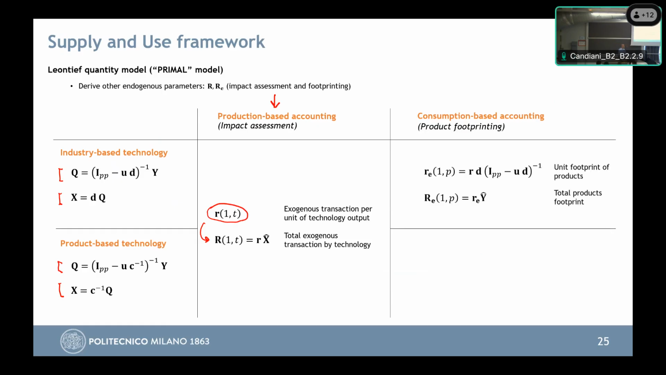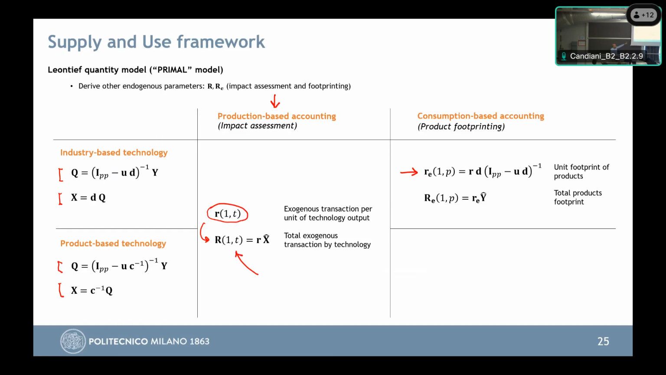On the consumption side of the story, things are changing a little bit because I'm changing the way I'm calculating the Leontief table. So the inverse of I minus the product of U times something. So on one hand, if I have to calculate the footprints of products, then I have to derive one quantity that is defined as one by product, because the footprint, as I said, is a property of the product, not of the technology. Technologies are, let's say, the source of the environmental impact.